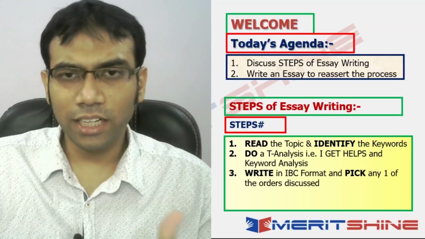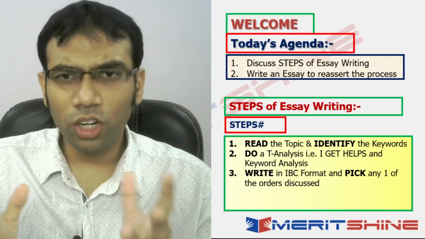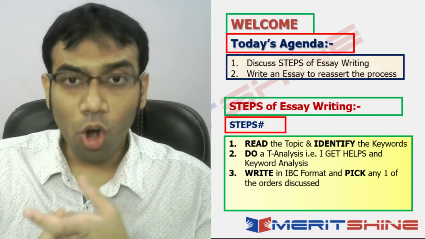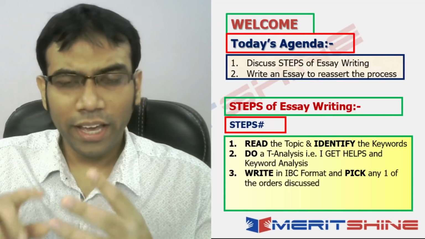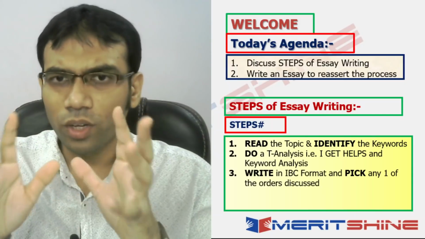And pick any one order discussed. Now, which are the orders? There are different orders that I had told you. Remember, cause effect order in the body, advantage disadvantage order. So whatever order you feel like you can pick up.